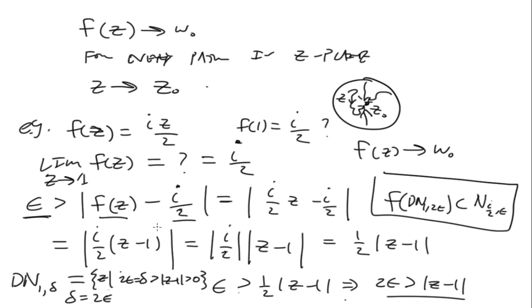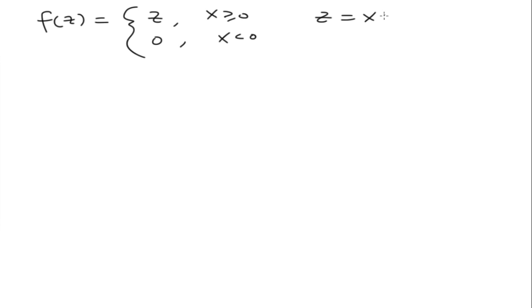All right, so that's one example. Let's try an example where things are a bit more complicated. So now let's try the function f of z, and it's going to be a piecewise definition. It's going to be z for x greater than or equal to 0, and 0 for x less than 0. And of course we're talking about z being equal to x plus i y.